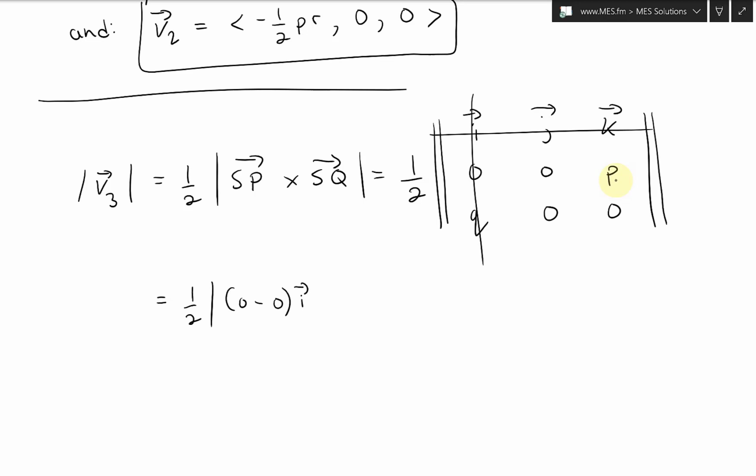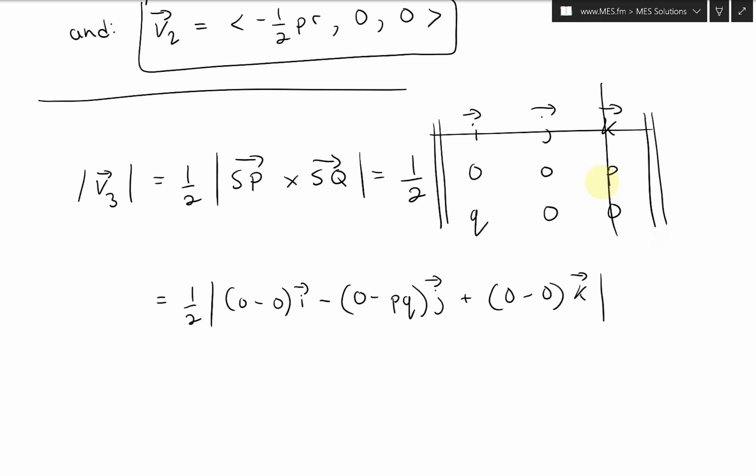Block out I, and then minus, and then this is going to be, erase this one here. So 0 times 0, and then minus P times Q. 0 minus PQ, like that. And then this is going to be J. And the next one's going to be, let's block this out, like this. And then the next one's going to be plus, erase this line, cross this out. So 0 times 0, those are all just zeros. 0 times Q is 0. And that's the K component, like that.